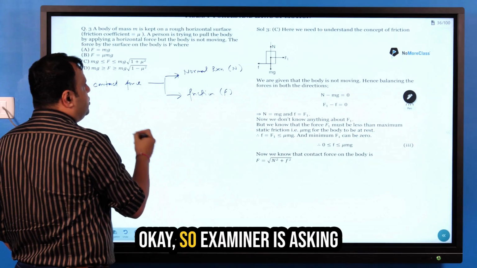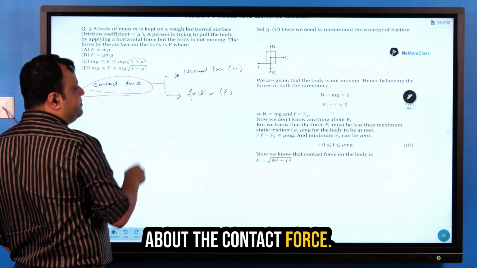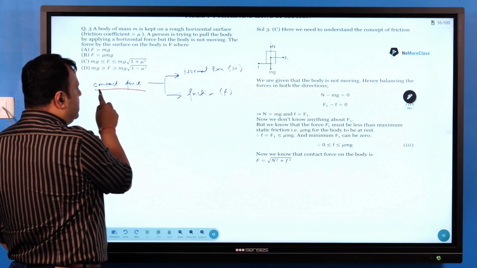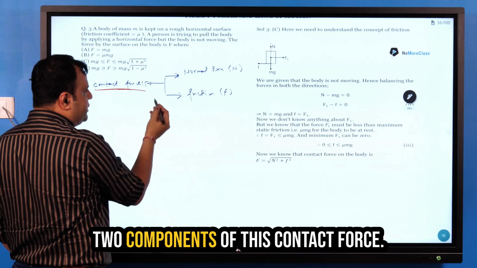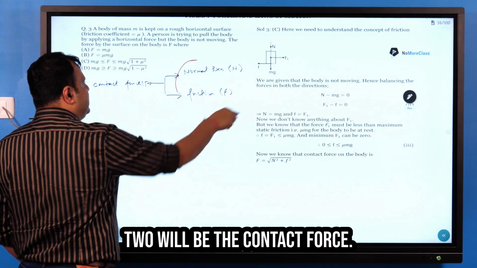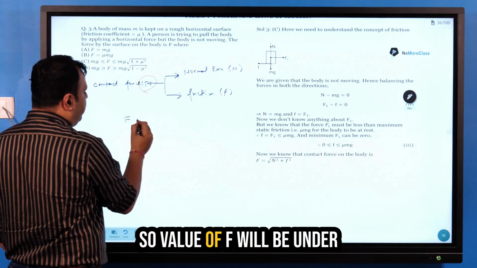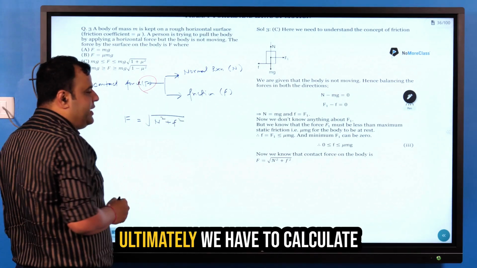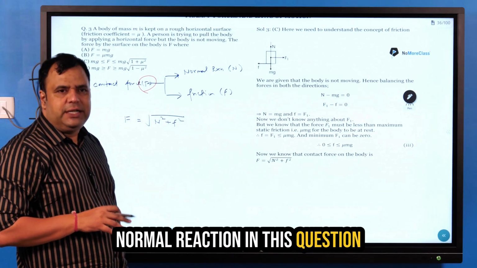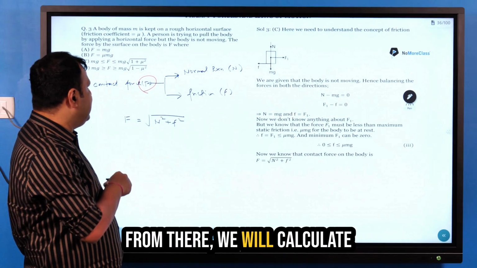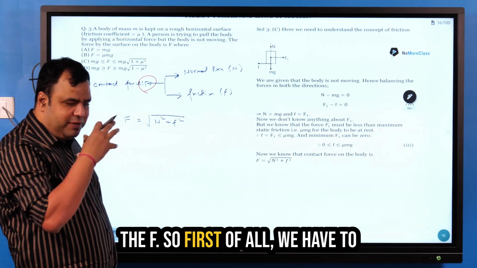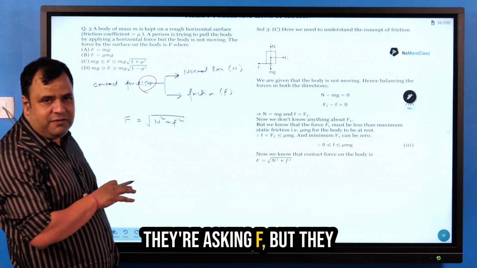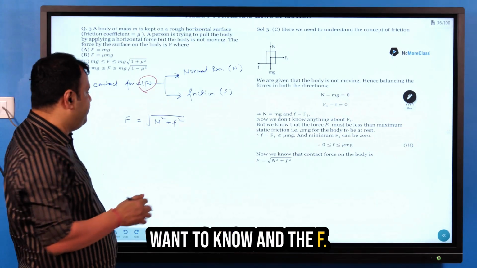So since these two components of the contact force are mutually perpendicular, the resultant of these two will be the contact force. So the value of F will be the square root of normal reaction squared plus friction squared. Ultimately, we have to calculate the normal reaction and the friction in this question, and from there we will calculate F. So first of all, we have to understand what this question is asking. Directly they are asking for F.